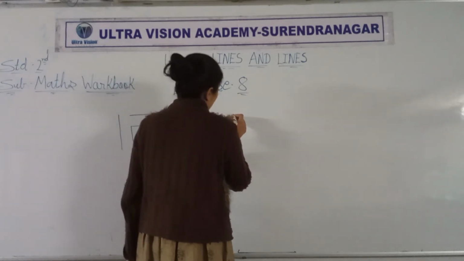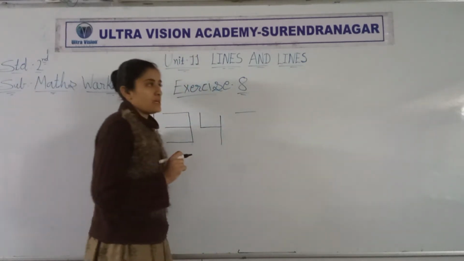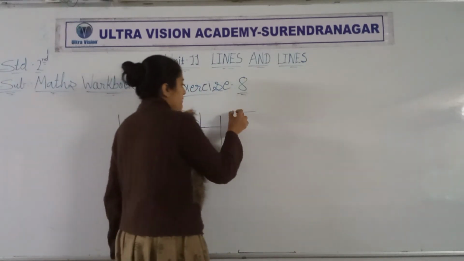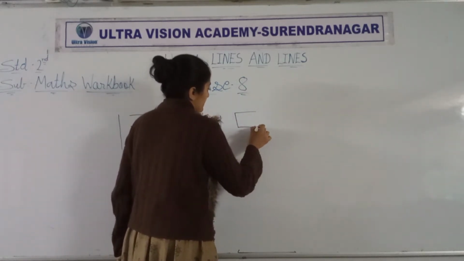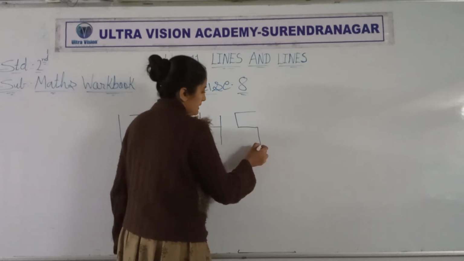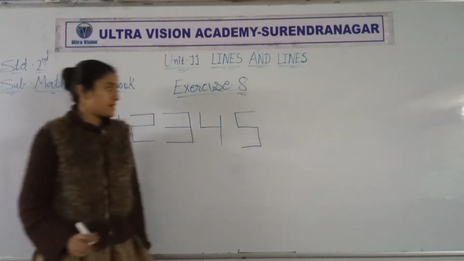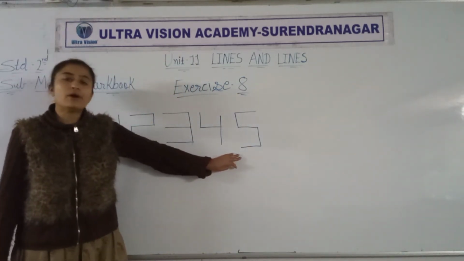Let's make a number 5. We have to use here first sleeping line. Again, we have to use here standing line. Again, sleeping line. Again, standing line. And again, sleeping line. We have just made a number 5.